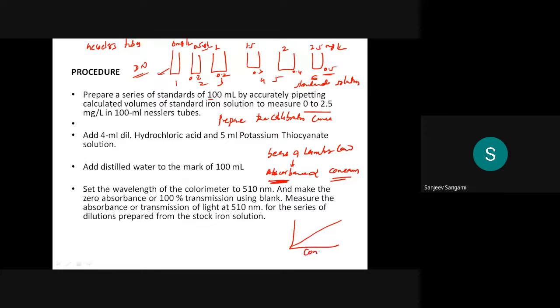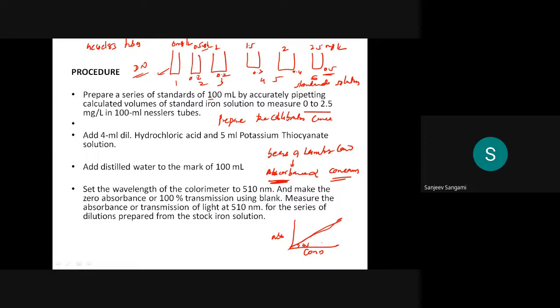If you plot the concentration versus absorbance, I should get exactly a 45 degree straight line. That means the standard solutions you have prepared are correct. So this kind of calibration curve we have to plot first.